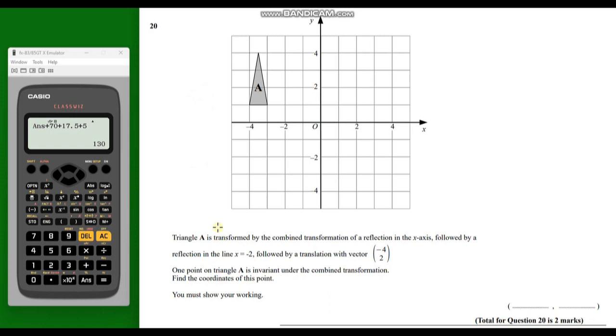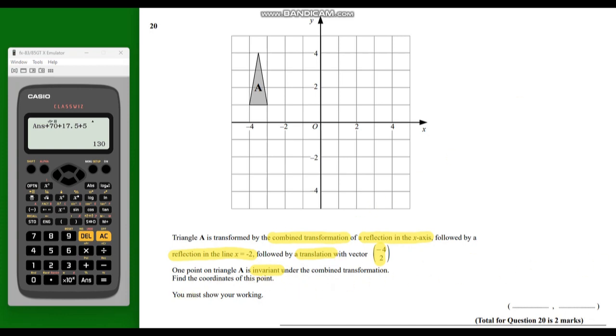Question 20. Triangle A is transformed by the combined transformation of a reflection in the x-axis, followed by a reflection in the line x equals -2, followed by a translation with vector -4, 2. So we've actually got 3 transformations that we're going to have to perform. One point on triangle A is invariant under the combined transformation. Find the coordinates of this point. You must show your working.